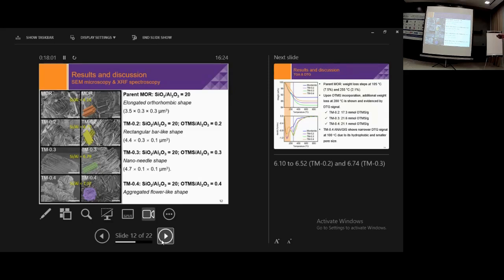Furthermore, if we introduce this OTMS into the sample, we also observe an increase of the silicon over aluminum ratio from 6.14 to 6.70, 6.79, and 7.07. So that means once we increase this ratio, it can give indirect hints about the enhancement of the surface acidity.